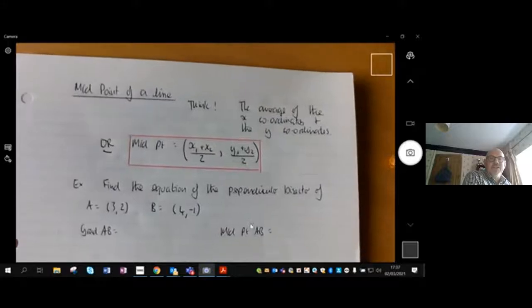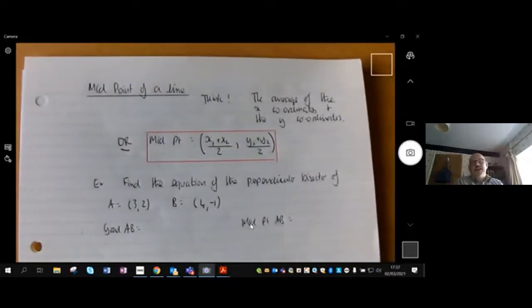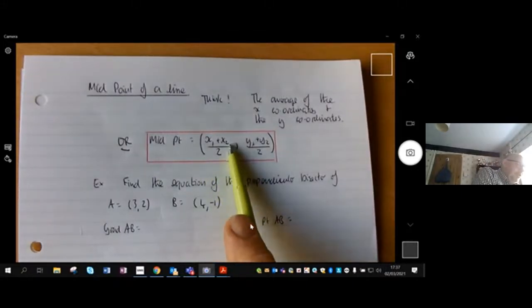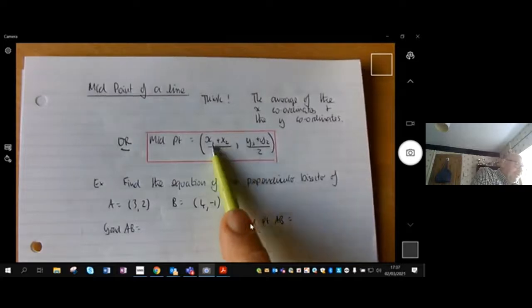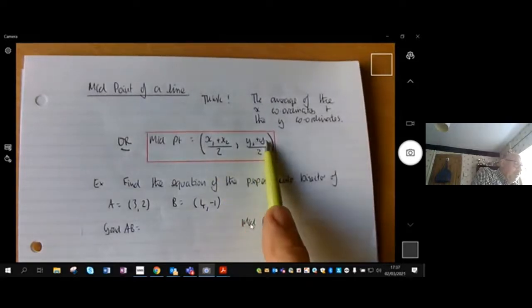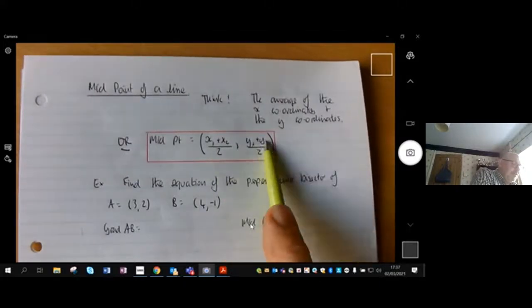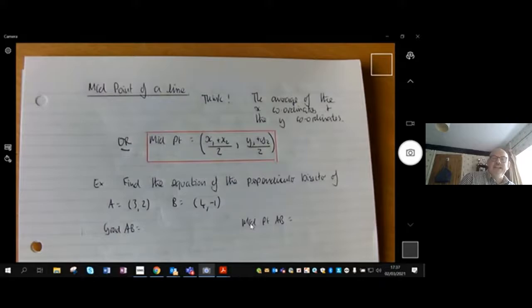My next thing you need to find is the midpoint of a line. What is it? Well, actually, it's the average of the x-coordinate and the average of the y-coordinate. Now, I'm a great one for formulas, so I say x1 plus x2 over 2, so the two x values added and divided by 2, plus y1 plus y2 over 2. So you add the x coordinates together divided by 2, add the y coordinates together divided by 2, watch the signs, and you've got the midpoint.